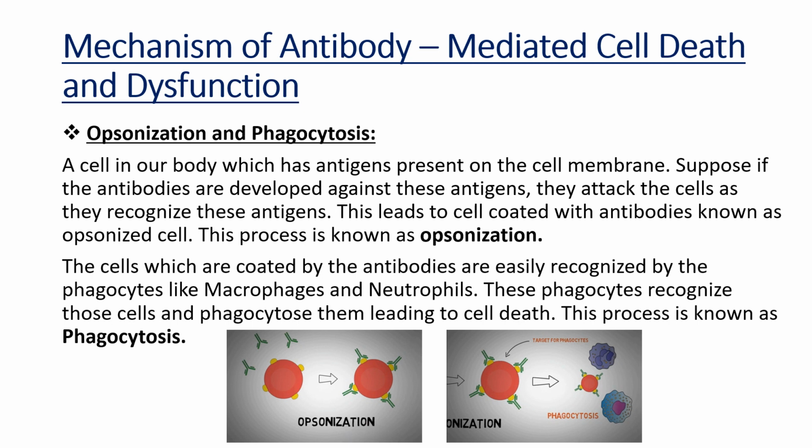The cells which are coated by the antibodies are easily recognized by the phagocytes like macrophages and neutrophils. These phagocytes recognize those cells and phagocytose them, leading to cell death. This process is known as phagocytosis.